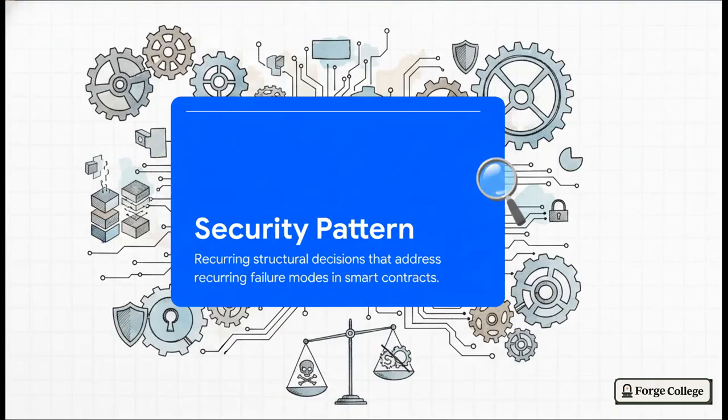The curriculum is really clear here. We have to define our terms first. So what exactly is a security pattern? Well, it's a recurring structural decision that addresses a recurring failure mode in smart contracts. We're not just talking about academic checklists that you glance at once and forget. These are practical, repeatable engineering moves. They dictate exactly what each pattern prevents, how it fundamentally alters your function structure, and crucially, what trade-offs you have to accept to lower your overall risk.